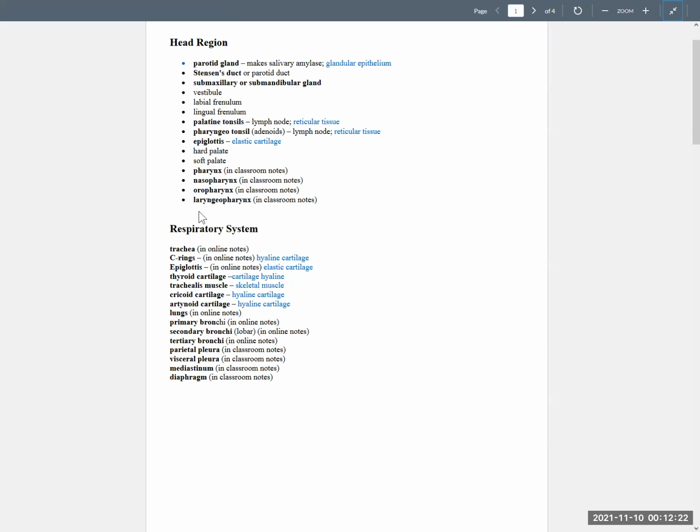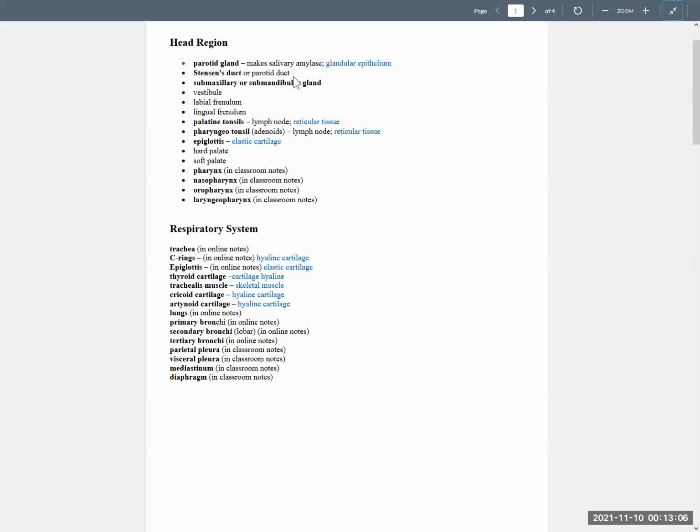Pharynx, nasopharynx, oral, laryngeal pharynx. Nothing really new there. I've given you some terms in blue. What these things in blue are is the type of tissue that predominantly is found in the organ. The parotid gland is made up of glandular epithelium. All glands are made up of glandular epithelium. So that one's such a giveaway. It's a great one.